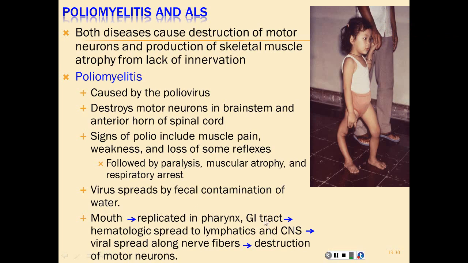Then after it replicates in the GI tract, it's going to spread to the lymphatic system through the blood, and of course to the CNS, the central nervous system. And when it's in the central nervous system, it's going to begin to destroy or damage a lot of the nerve fibers, and eventually destroy the motor neurons.